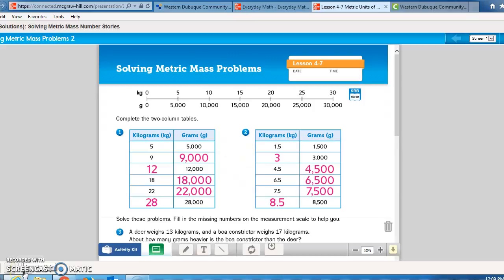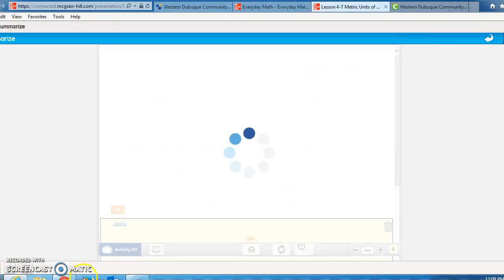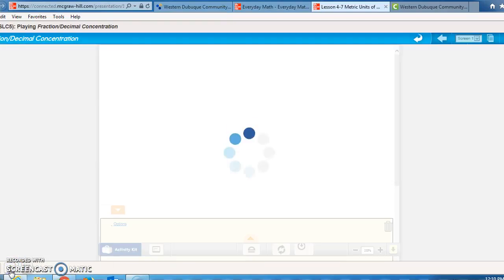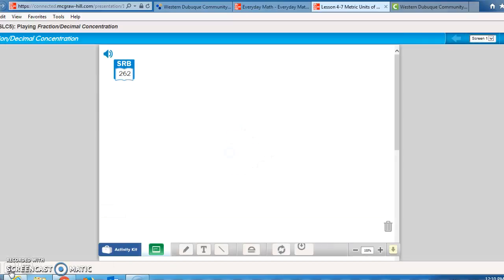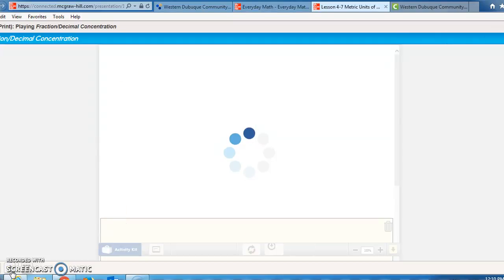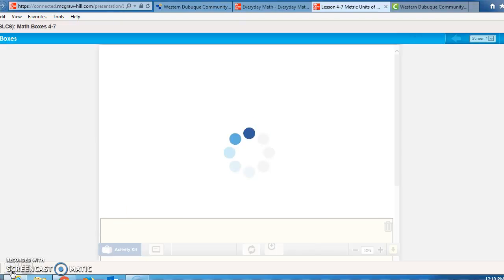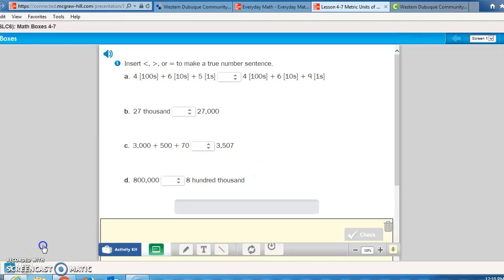Moving on, we are looking at Math Journal, page 126. For Math Journal, page 126, it is looking at math boxes. For the math boxes, you are going to insert a greater than, less than, or equals to sign for the following problems. Remember, it always helps you to write down what those numbers are in regular form.